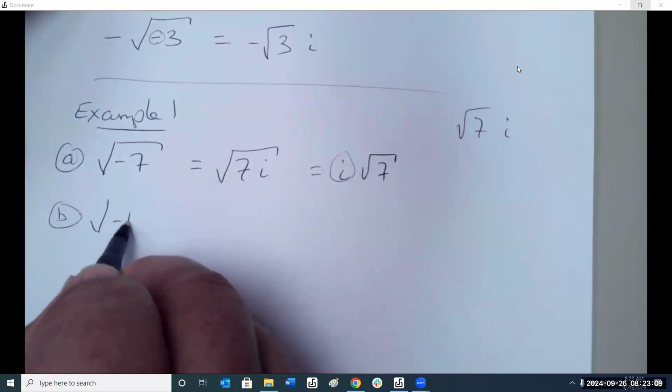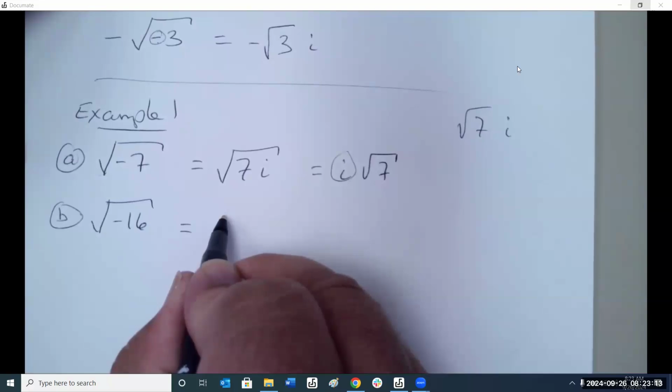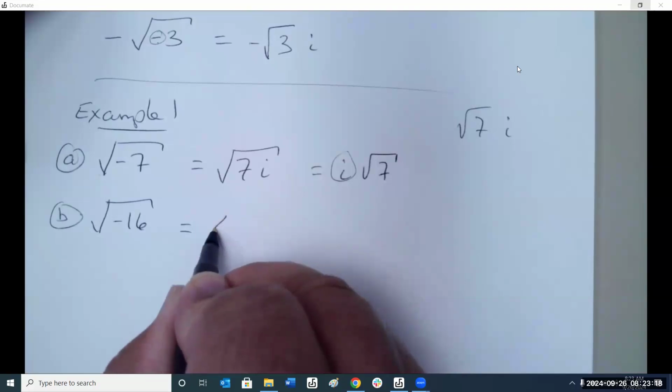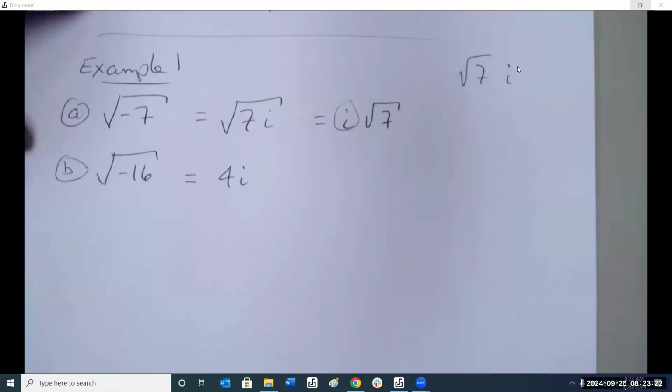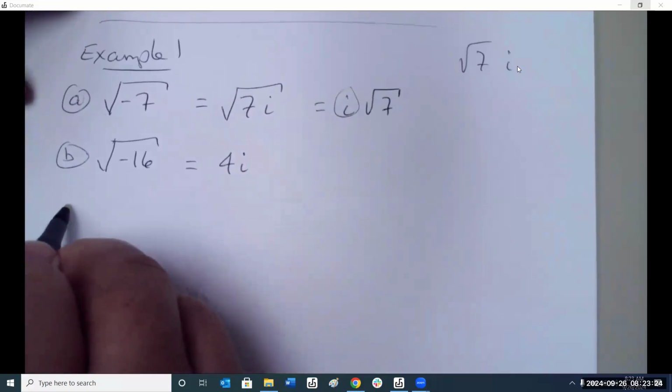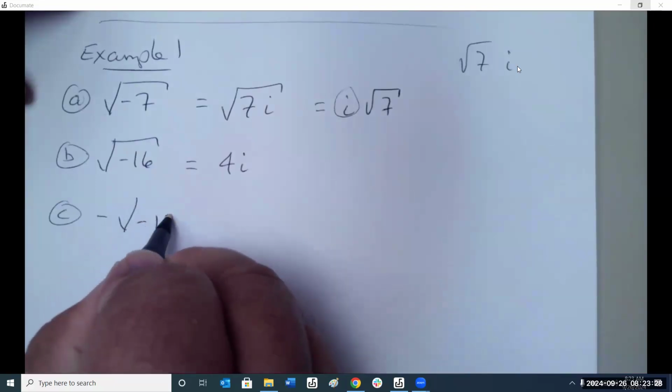B, square root of negative 16. You were getting there. Negative square root of negative 13.